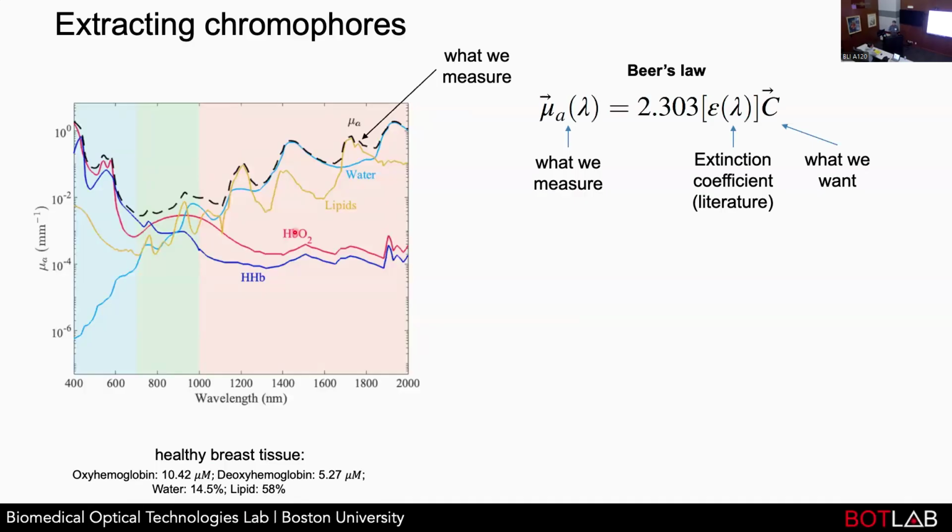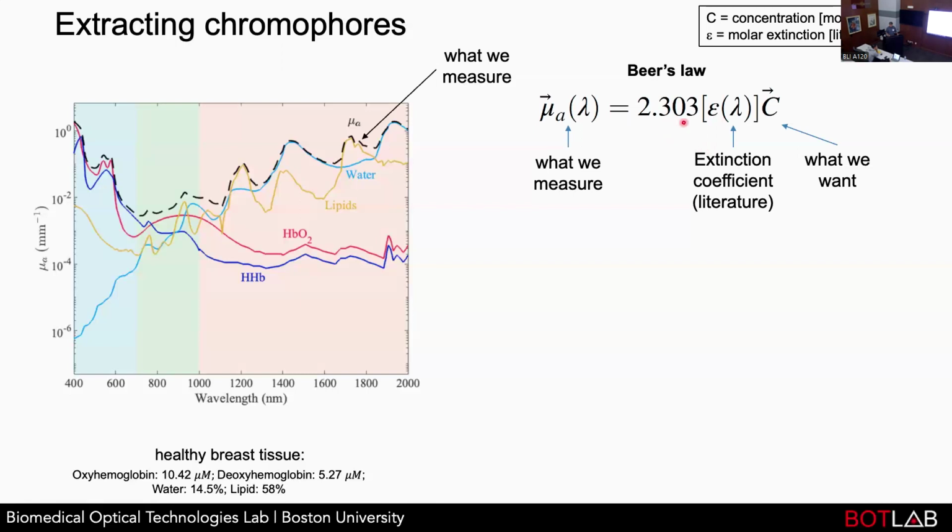And here's the first law I'll show you, Beer's law. What we measure is mu-A, in units of inverse distance. We want C, the concentration of a given chromophore. Let's call it oxyhemoglobin for a moment. The relationship between mu-A and the concentration is dictated by the extinction coefficient, which we can get from literature. So concentration in moles per liter, extinction coefficient in liters per mole per millimeter, and the units work out so that mu-A is in units of inverse millimeter in this case.